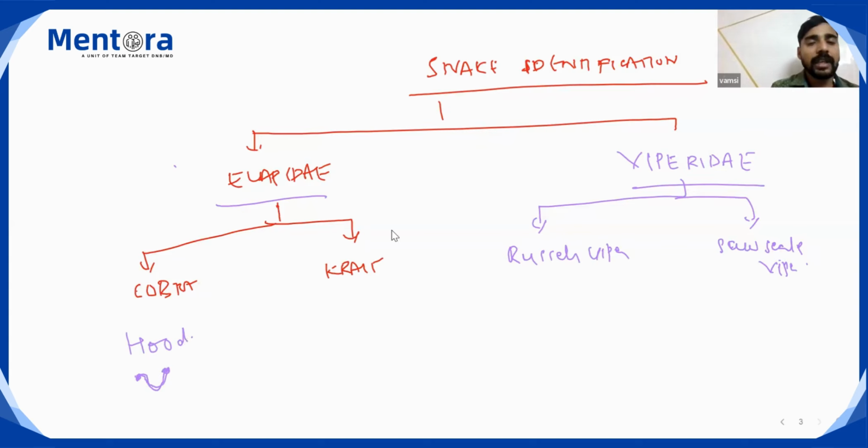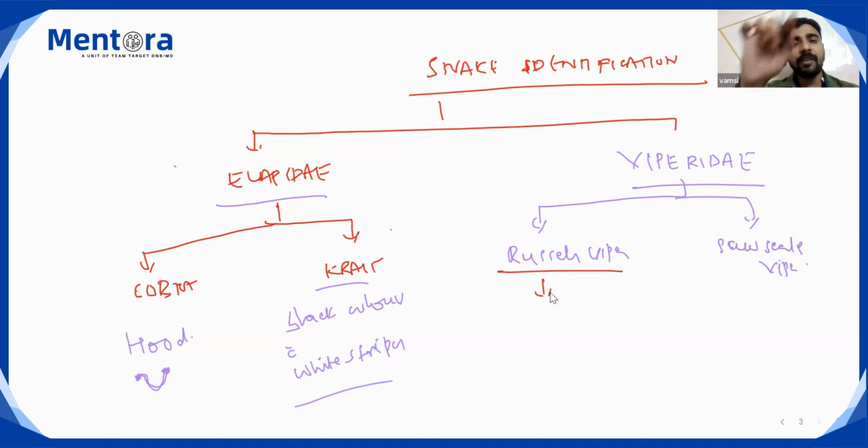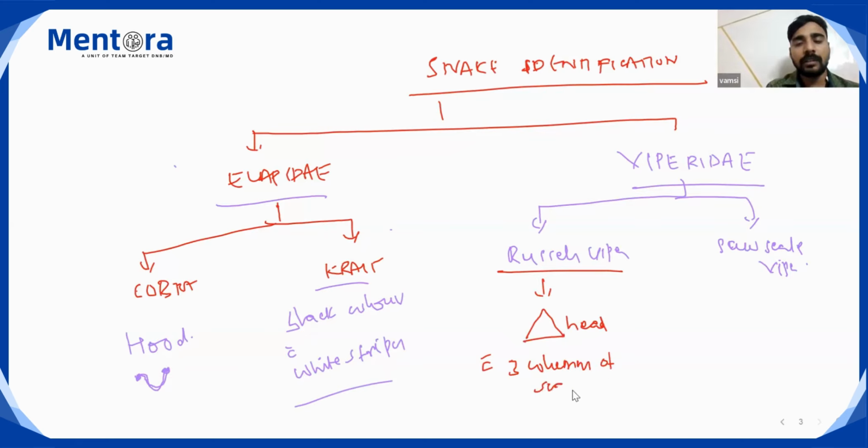And the krait, when you see, krait is always a black colored snake with white stripes. So if someone brings a snake which is black in color and also has white stripes, it is a krait snake, right? When you see the Russell's viper, V for viper, it always has a triangular head. All Viperidae, Russell's viper or saw-scale viper, have a triangular head. A triangular head with 3 columns of scales, that is a Russell's viper, or a triangular head with no scales, that is your saw-scale viper, right?